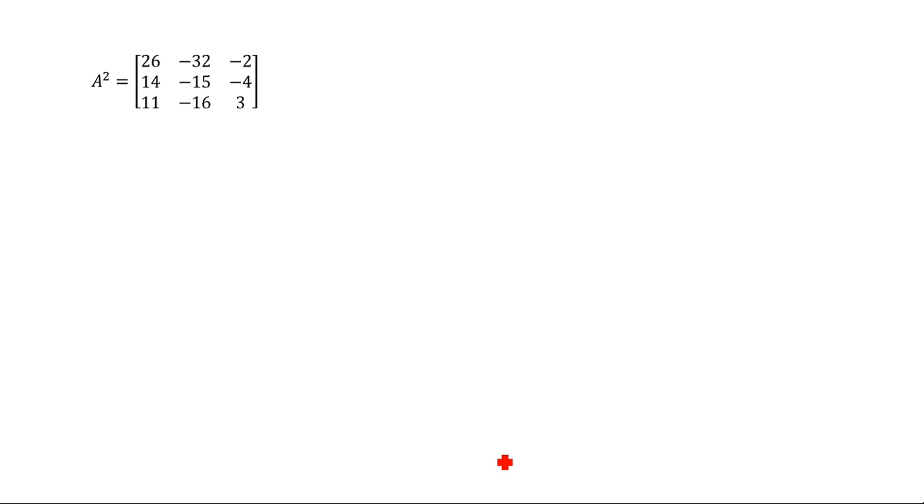What is here? A into A is A squared. Multiply that A into A, you will get 26 minus 32 minus 2, 14 minus 15 minus 4, 11 minus 16, 3. A cube is 74 minus 104, 10, 40 minus 51 minus 2, 33 minus 52, 13.